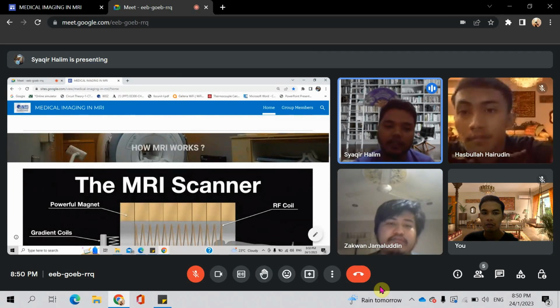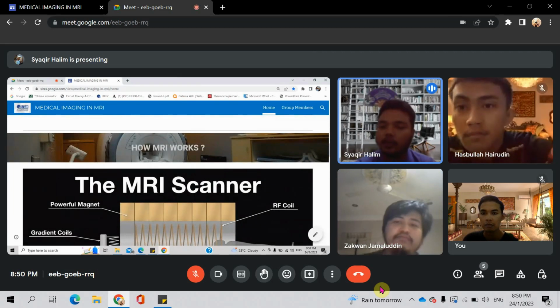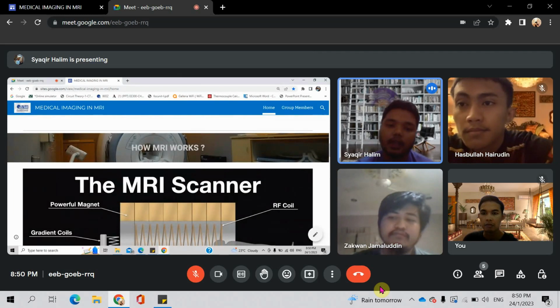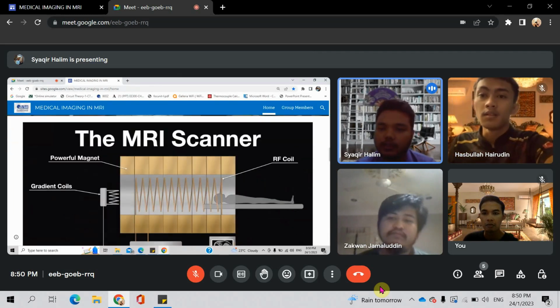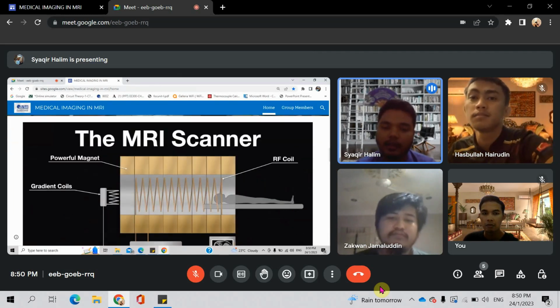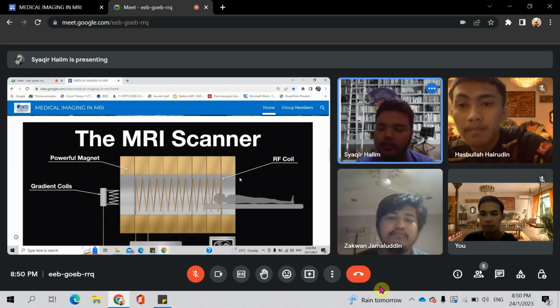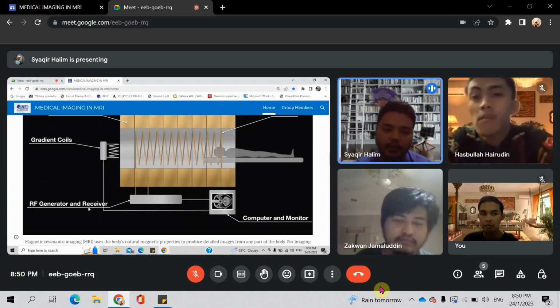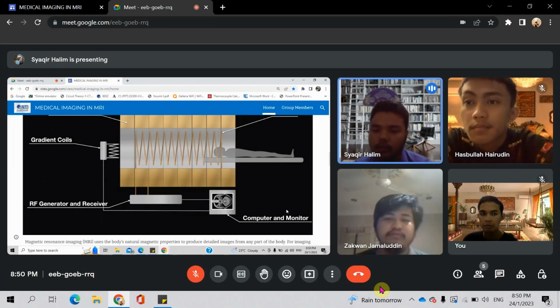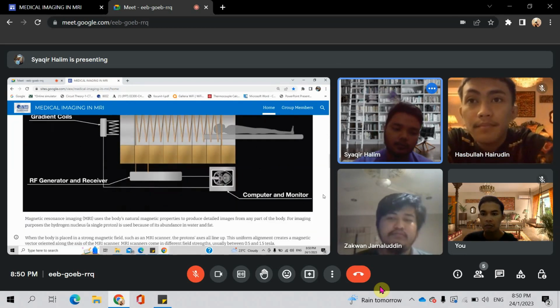My name is Muhammad Shakir bin Abdul Halim. So I will present about how MRI works. So let's take the first slide, the MRI scanner or MRI machine. We can see that it has the magnet, the gradient coils, the RF coil or radio frequency coils, the RF or radio frequency generator and receiver, and also the computer and monitor.